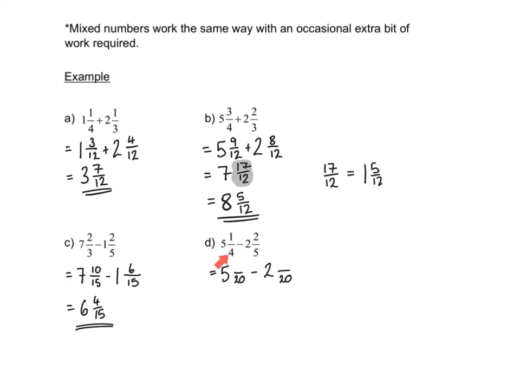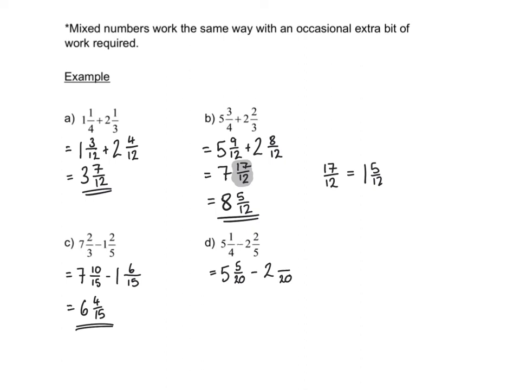So what have I to multiply the bottom here by to get the new bottom? So what do I multiply 4 by to get 20? Okay, then that's going to be 5. So I've multiplied the bottom by 5, so I need to multiply the top number by 5 as well. So 5 times 1 is 5.